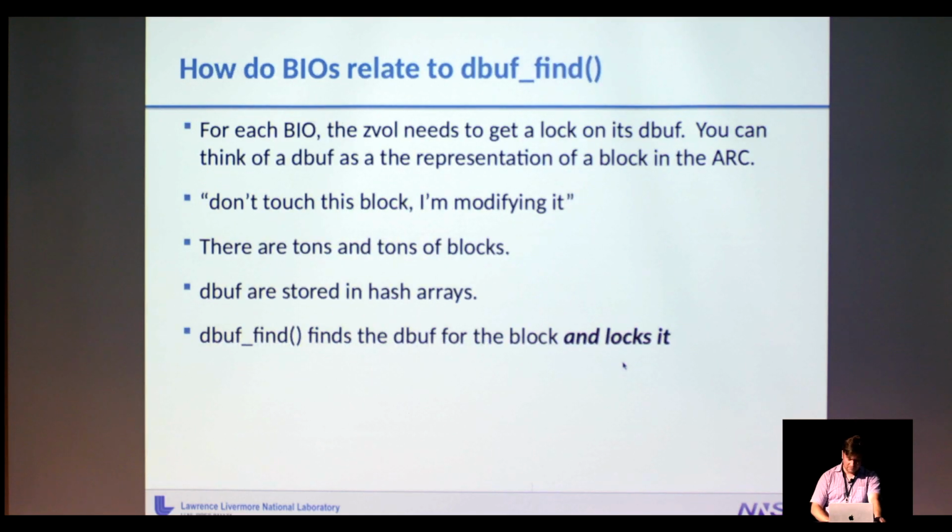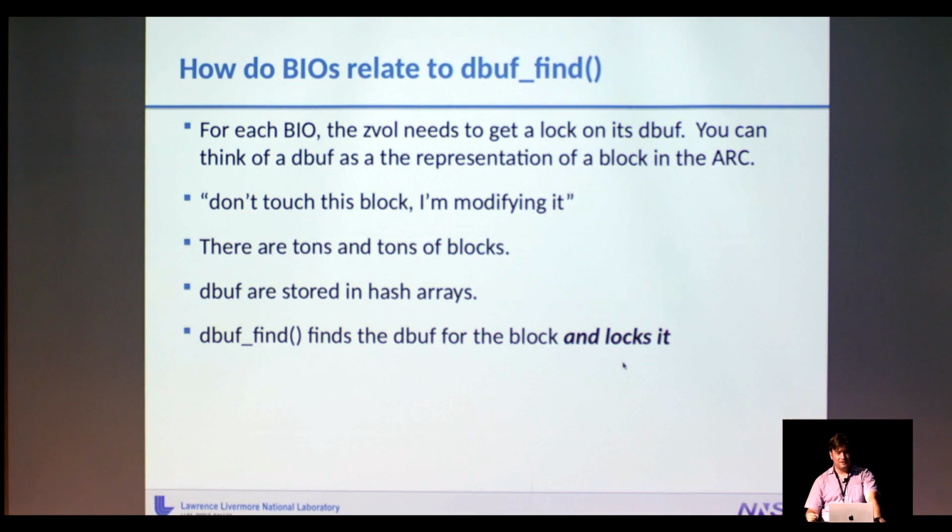So how does that relate to dbuf_find? dbuf_find is a function that looks up the dbuf for the block that you're writing. The dbuf is like the internal representation of the block in cache. You have to lock the block before you write it. As you can imagine, there are tons and tons of blocks in cache. So when you want to write, you have to find the block and lock it.